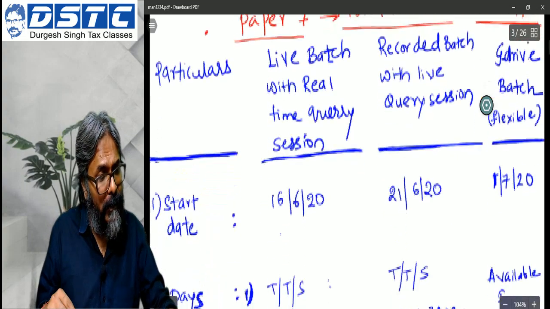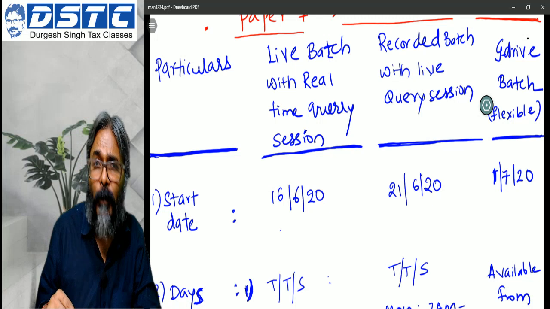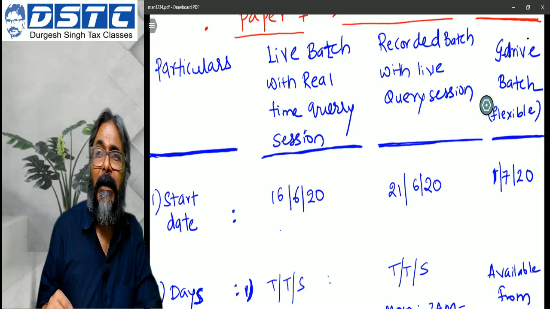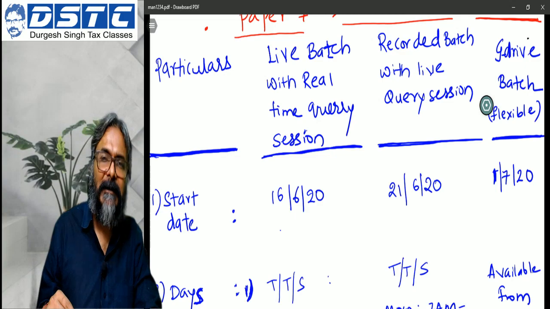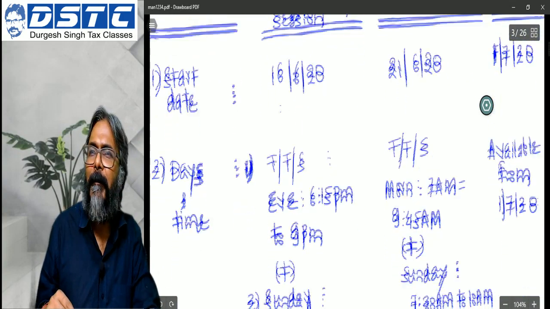So the start date, students, if you see here, is 16th of June 2020 for the May 21, November 21 attempt. The recorded batch with live query session would start on 21st of June 2020. The G drive flexible batch starts on 1st of July 2020. Please have a look at the days and the times as well.